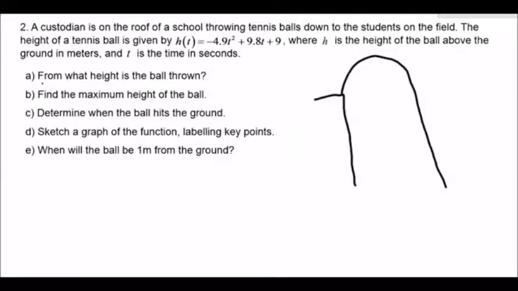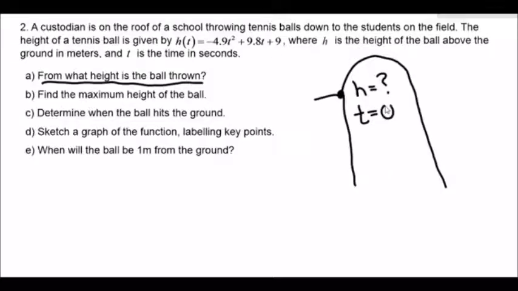So question A says, from what height is the ball thrown? So there's not a lot of math I have to do here. And there's two ways to approach it. If you don't already know the answer just by looking at the equation, let me explain. The ball is thrown from here. That's from the top of the roof. So if I can find the height when the ball gets thrown, I can tell you the height of the roof. Now, that is the moment that we start measuring using this equation.